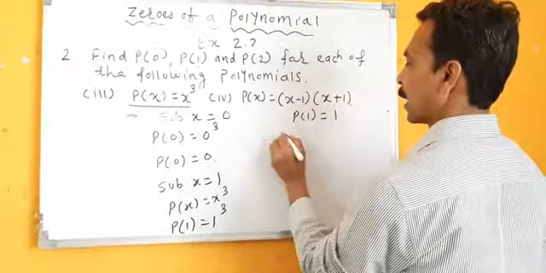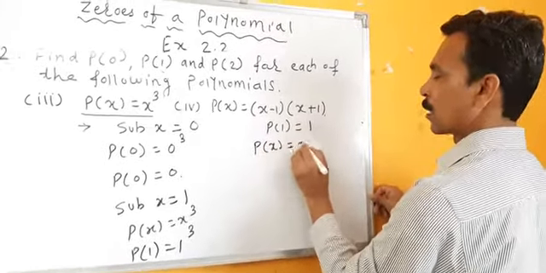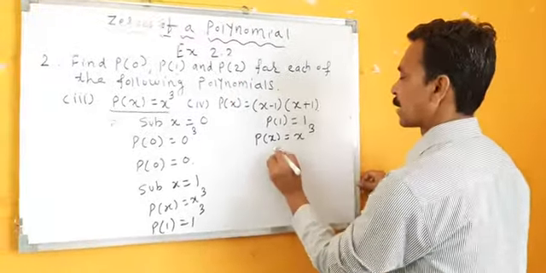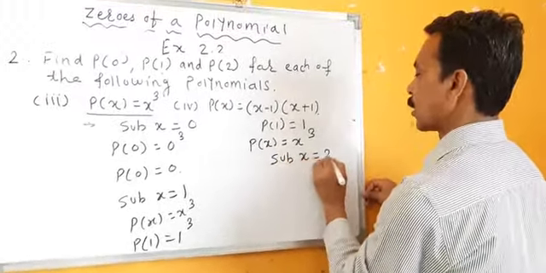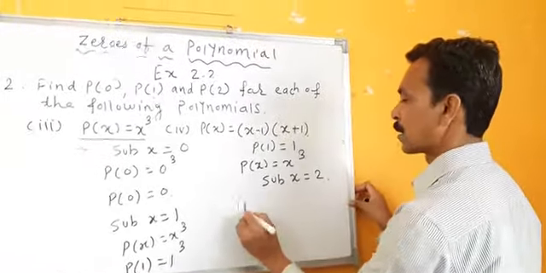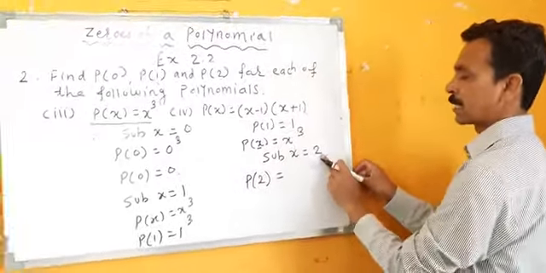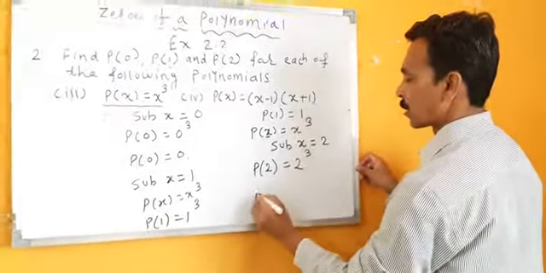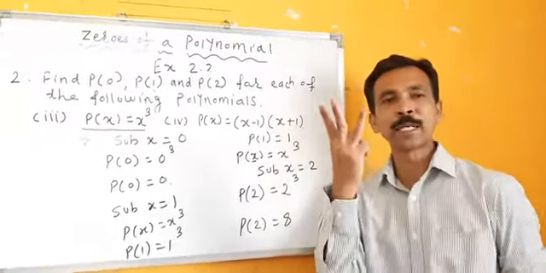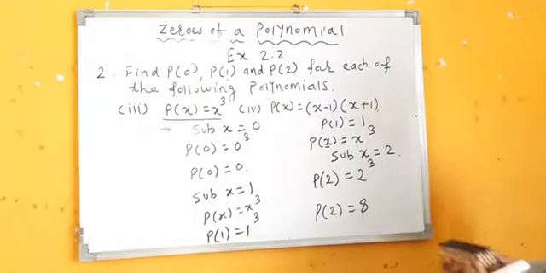Done. This is the second bit done. P of x is equal to x cube. Now what is the last value? 2. I'll write here, substitute x is equal to 2. So it becomes P of 2 is equal to x cube. But what is x? 2. 2 cube. So what is P of 2? 2 cube is 8, because 2 into 2 into 2 is 8. Done? This was the third example.